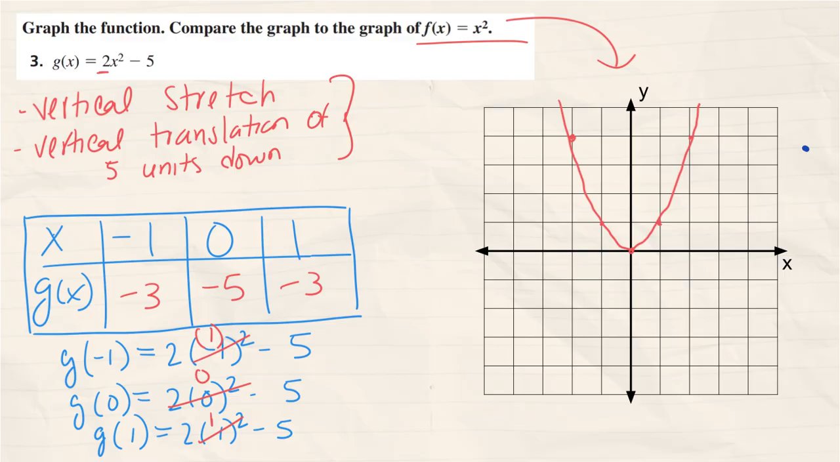I'm going to graph this. This is negative 1, negative 3; negative 1, negative 3; 0 and negative 5; and 1, negative 3. Looks like a V, but it's supposed to be a U. Okay, let me try it one more time.